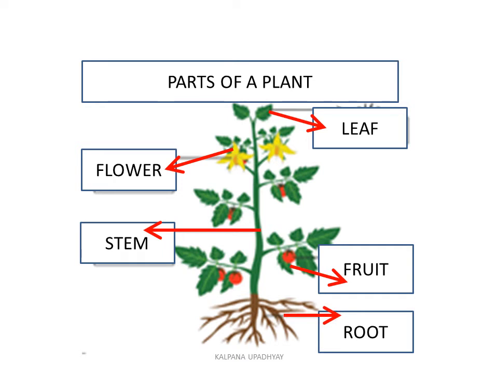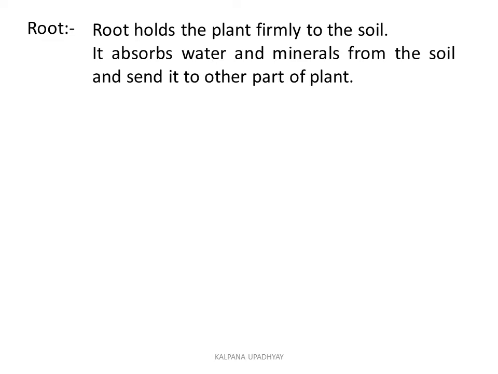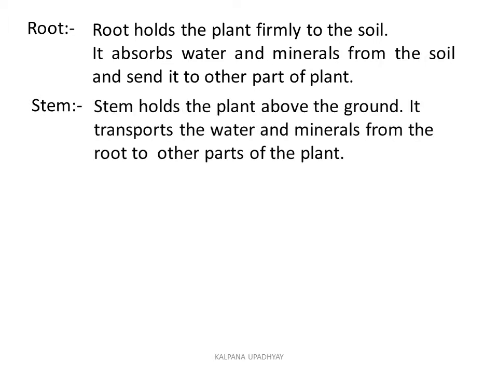Root. Root holds the plant firmly to the soil. It absorbs water and minerals from the soil and sends them to other parts of the plant like stem, branches, leaves, fruit. Stem. Stem holds the plant above the ground. It transports the water and minerals from the root to other parts of the plant.